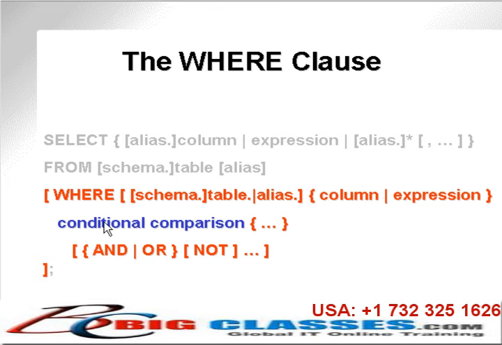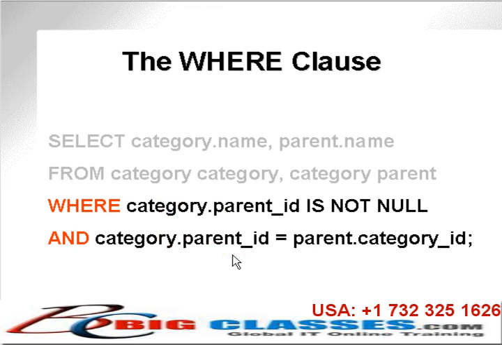The conditional comparisons can be a multitude of different things. We'll get onto those in a minute. We also have logical operators where we can say where something equals something, and something equals something, and something, etc., etc. Or and not will apply as well. Here's a simple example where clause where we said select from where parent ID is not null and the parent ID is equal to the category ID. We have seen this select statement before.